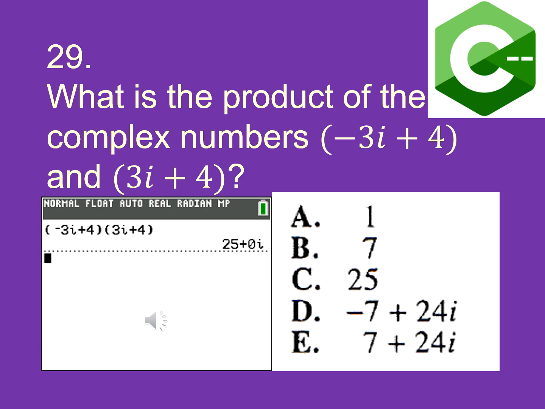Now, I do need to know that product means times. That's what we're doing, is multiplying these two numbers. And so I put negative 3i plus 4 times 3i plus 4. And you can see that it tells me the answer is 25 plus 0i. Some calculators will put the 0i, some won't, but either way, 0i is just 0, and that part cancels out. That's why my overall answer is 25, or C.